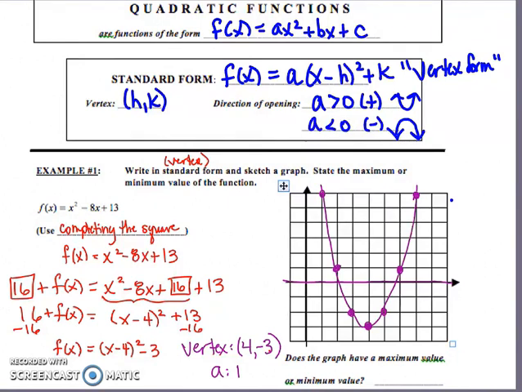So there's the graph of this function f of x. And then the question is, does the graph have a maximum value or a minimum value? This value is occurring at the vertex right here. And since it's at the bottom of the parabola and the parabola opens up, this is a minimum value. And our minimum occurs at the point f of 4 equals -3.